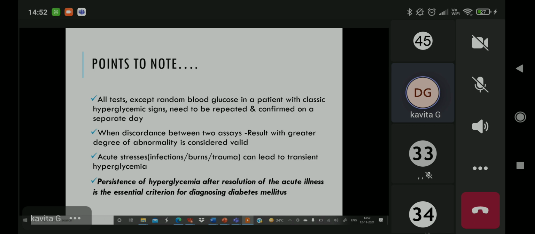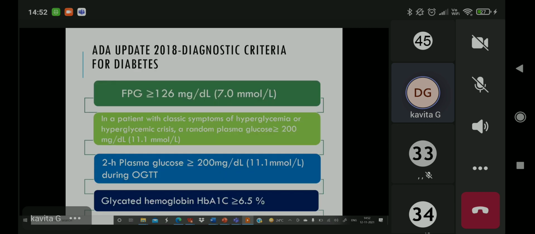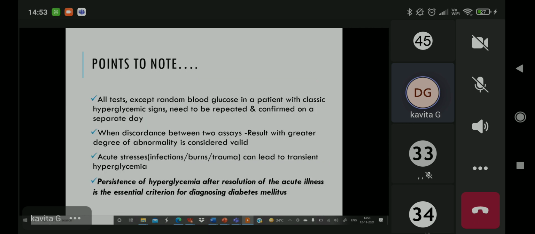What does this mean? This means if you've got a patient, you've taken the blood test and you've got a value of, say, 132. Are you going to diagnose the patient as diabetes? No. You are going to have to repeat the test once. And obviously not on the same day, on a separate day. So you need at least two tests that are confirming your results.